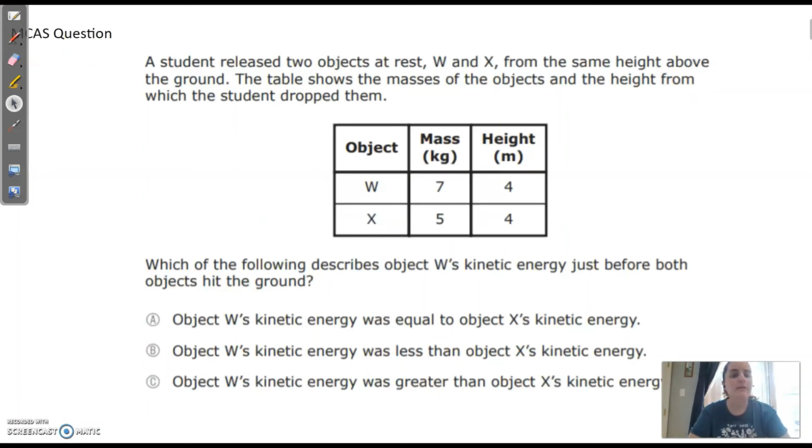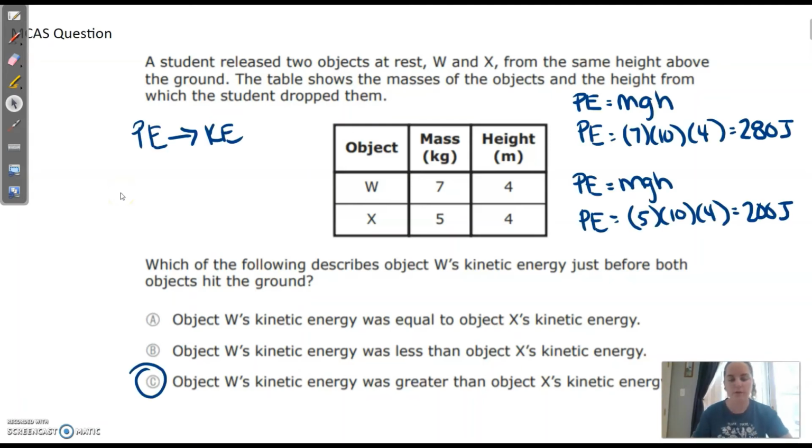So a student releases 2 objects at rest, W and X, from the same height above the ground. The table shows the masses of the objects and the height from which the student dropped them. So we have object W and X, we have the mass in kilograms, and we have the height. Which of the following describes W's kinetic energy just before both objects hit the ground?